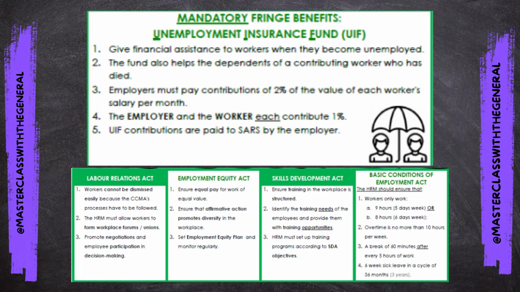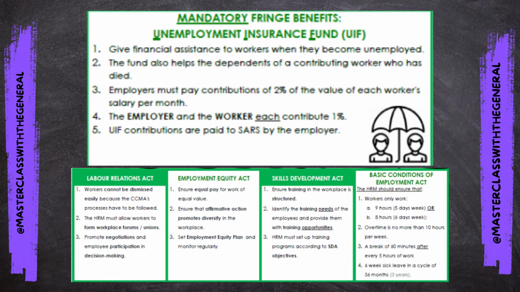And in this area, we are only going to focus on 4 Acts. So the first one we are going to look at is the Labor Relations Act. When we say implications, we mean what must the business do to comply with the Labor Relations Act? Number one, workers cannot be dismissed easily because the CCMA's processes have to be followed. That's what the business must do. It must not dismiss workers willy-nilly because they have to follow CCMA procedures.